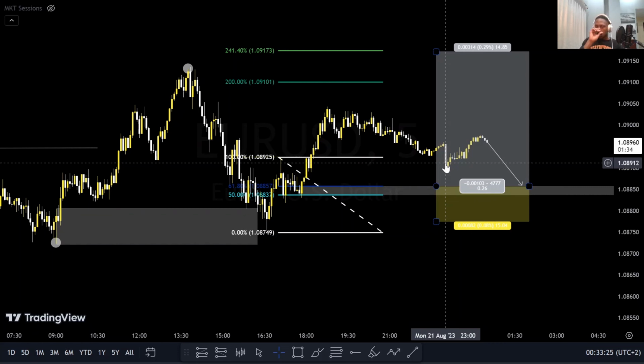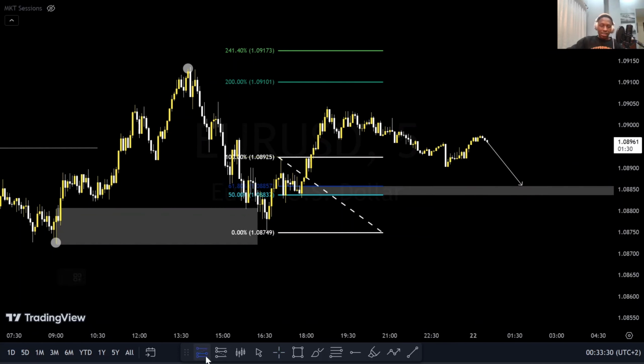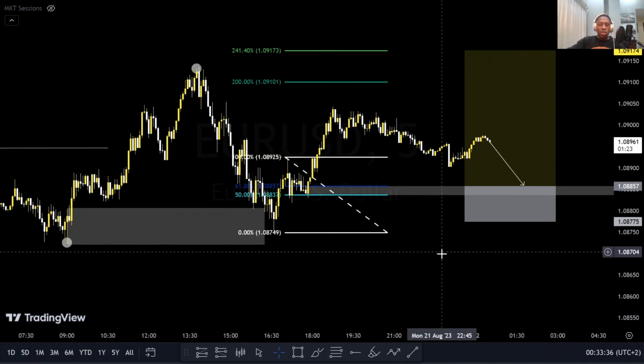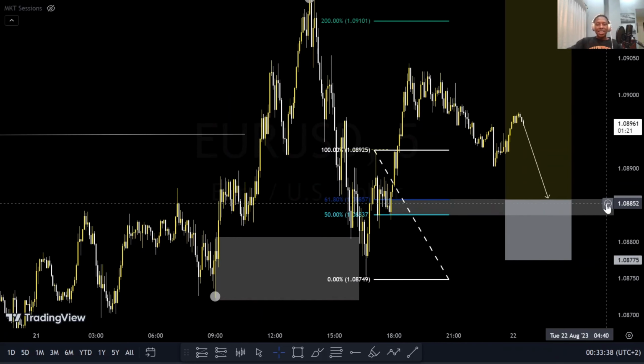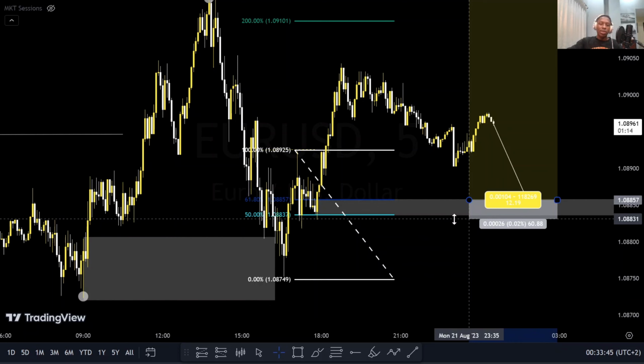I have a signals group as well where I share signals on these things daily, the setups that I see. I could share these setups, the take profit 1, take profit 2. I'm just doing this to show people that trading is really simple, and the only way we can grow as a community is if we consistently learn from each other.